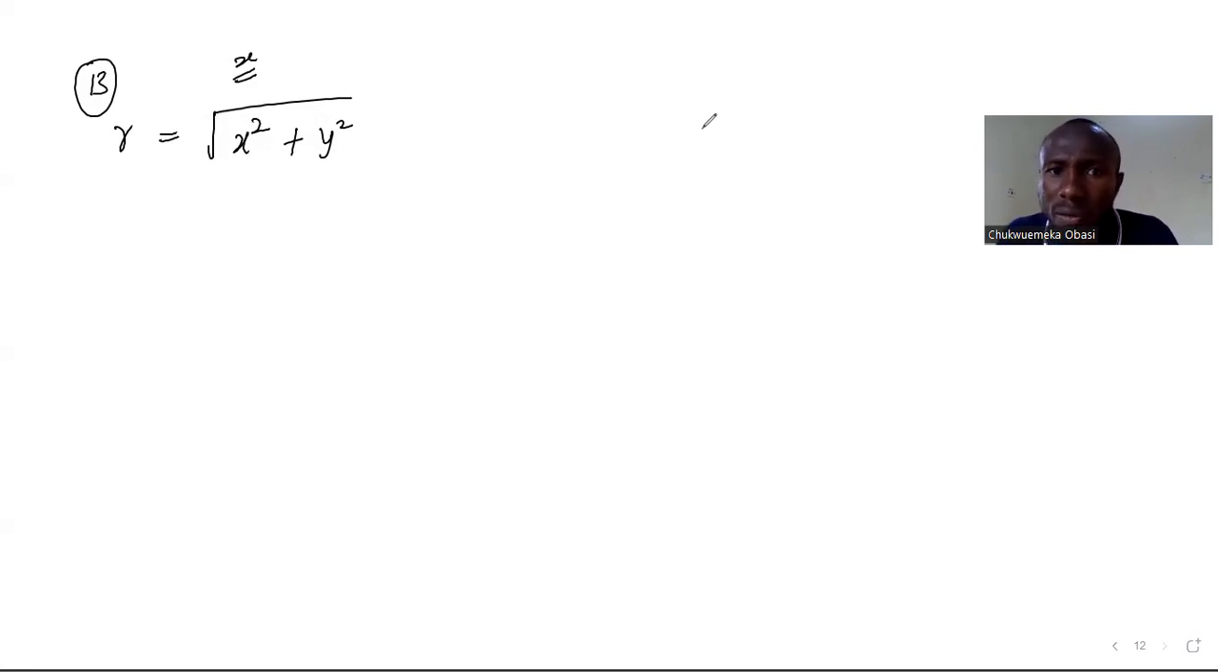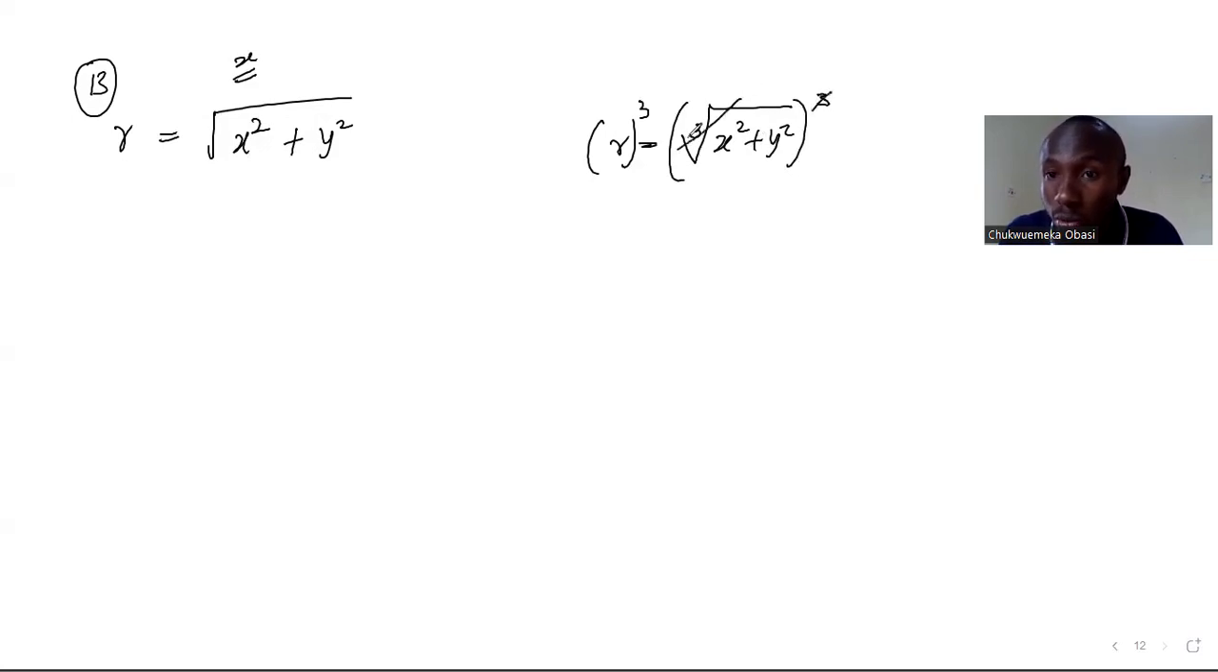Now, for instance, if it was a cube root, maybe we have the cube root of x squared plus y squared equal to r. And you see, x is inside this cube root. What do I do to get rid of this cube root? I'll take the cube of both sides. Do you understand now? The cube of both sides, because this cube will cancel out this cube root. But if it's just a square root like this, I'll take the square of both sides.